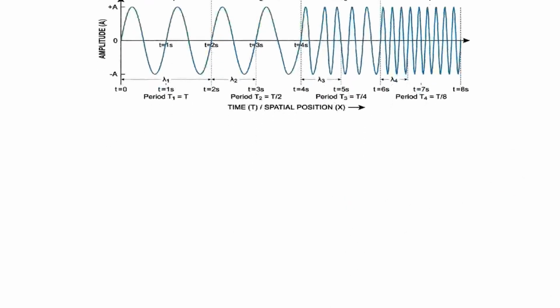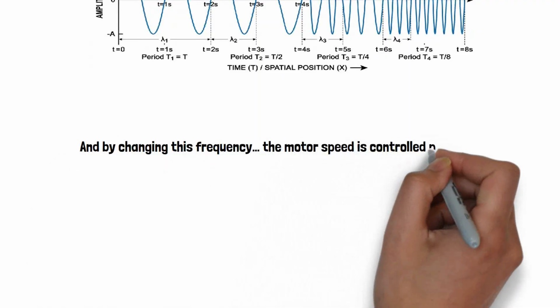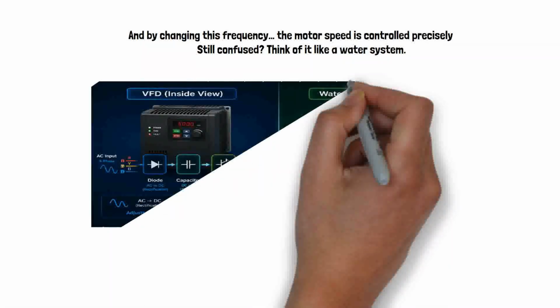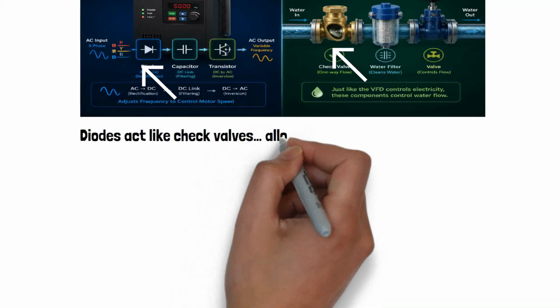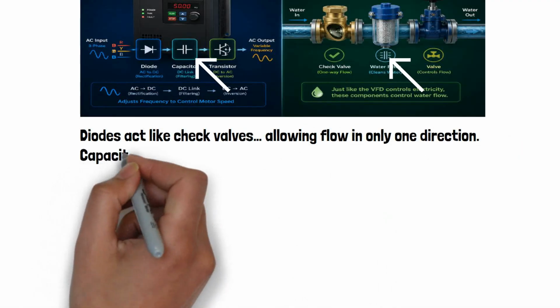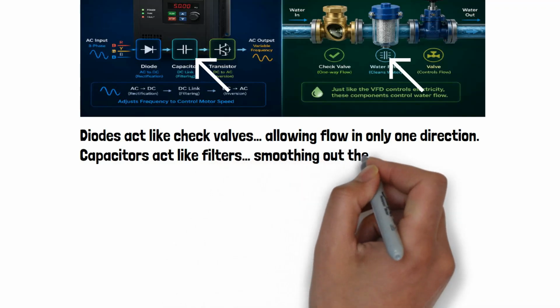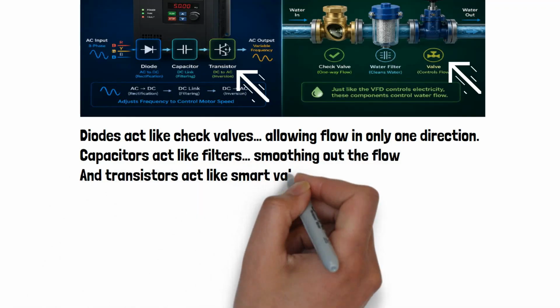If you are still confused, think of it like a water system. Above is the comparison of a water pumping system and the internal circuit of a VFD. Diodes act like check valves, allowing flow in only one direction. Capacitors act like filters, smoothing out the flow. And transistors act like smart valves, controlling the flow.